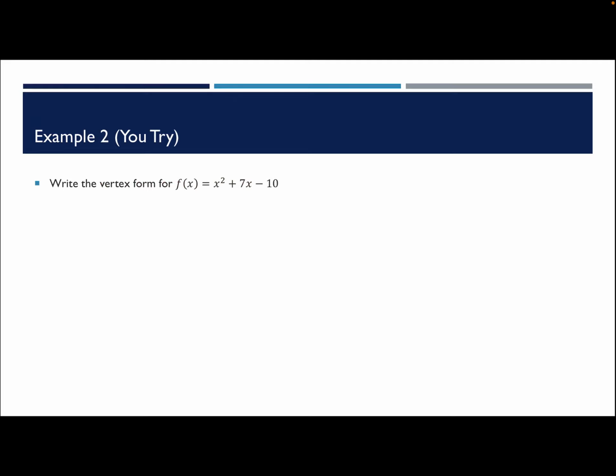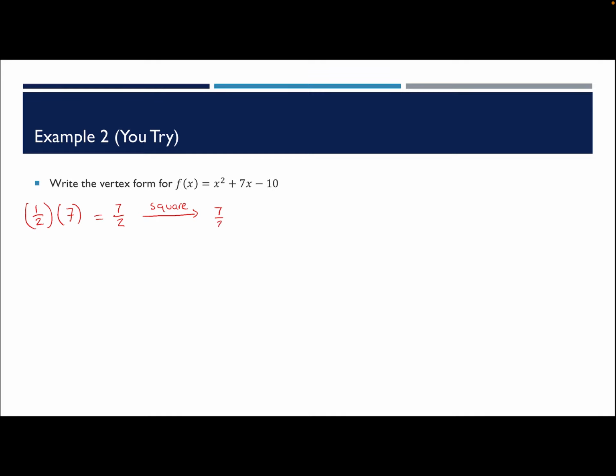For number 2, we have x squared plus 7x minus 10. And we're going to do the exact same process. First, we're going to take half of b. So 1/2 times 7 is 7 divided by 2. And then we need to square that value.